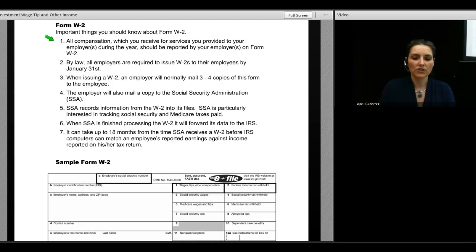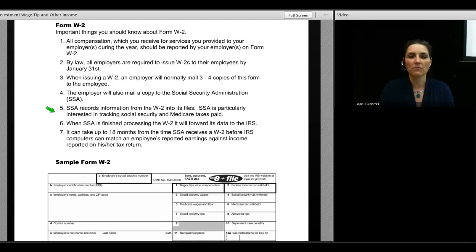All compensation which you receive for services you provide to your employer should be properly reported by your employer on Form W-2. They should not fail to issue you a W-2 when they are required to. By law, all employers are required to issue W-2s to their employees by January 31st. When issuing a W-2, an employer will normally mail 3 to 4 copies of this form to the employee, and the employer will also mail a separate copy or electronically submit a separate copy to the Social Security Administration. The Social Security Administration records information on the W-2 into its files.